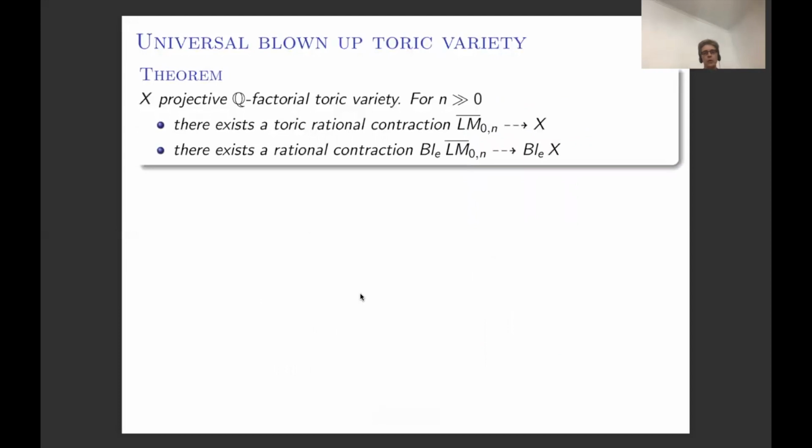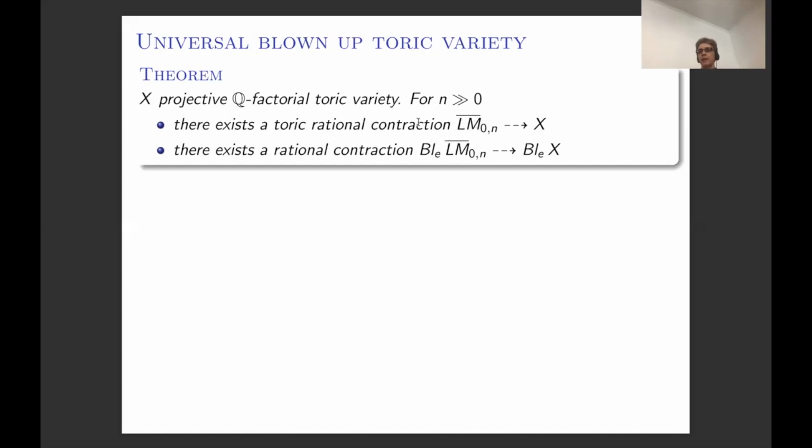And so the Losev-Manin moduli space is a universal toric variety in the following sense: if you start with any projective Q-factorial toric variety X, there will be an n sufficiently large such that there exists a toric rational contraction from the Losev-Manin moduli space of dimension n-3 into this X. Furthermore, one can extend this to a rational contraction between the corresponding blowups, where we blow up always the identity point. The reason for this is that the fan of the Losev-Manin moduli space is very symmetric.